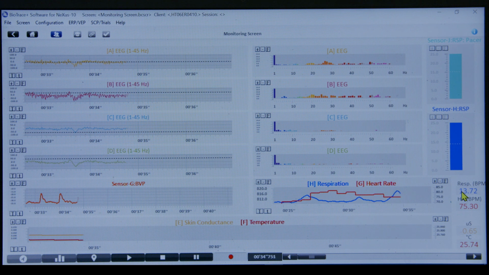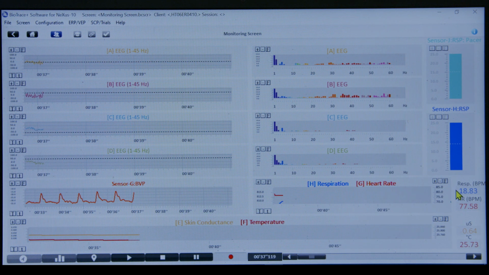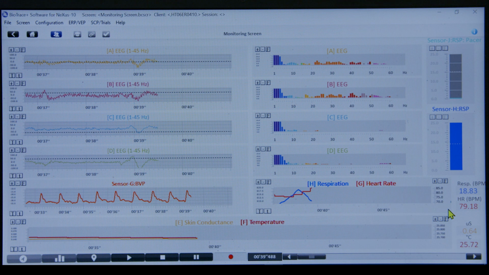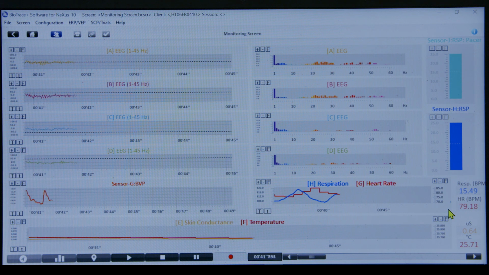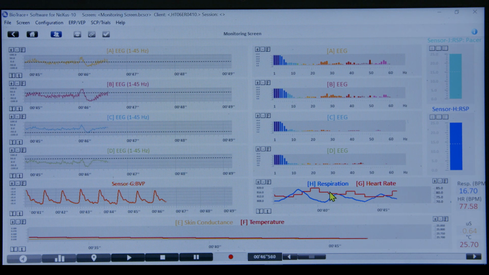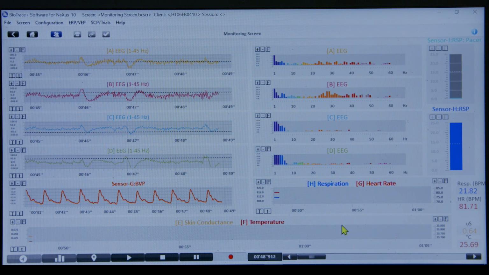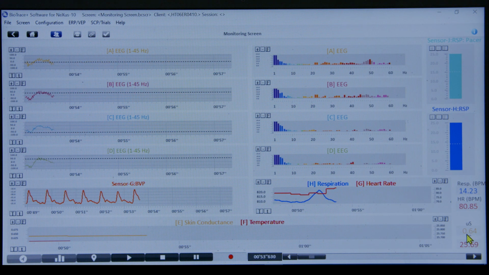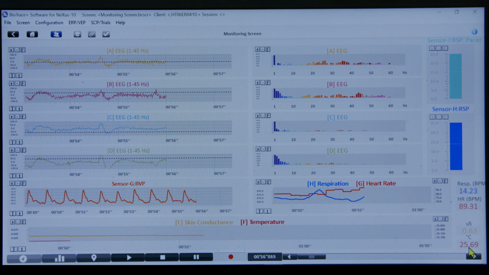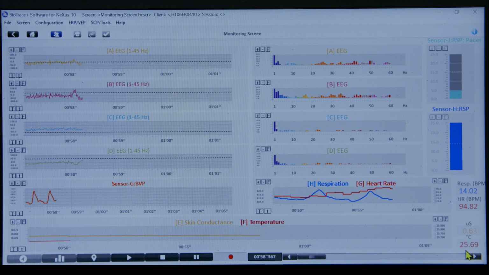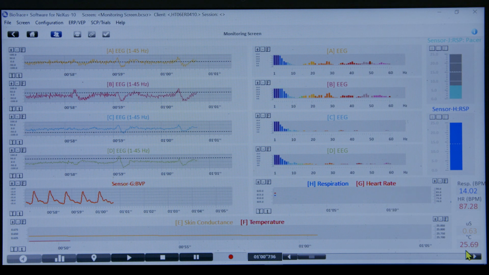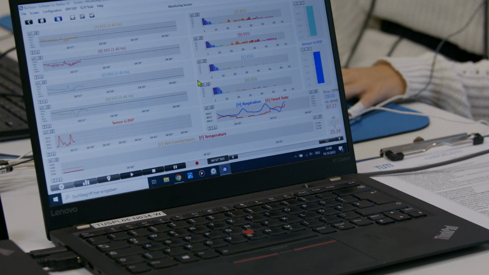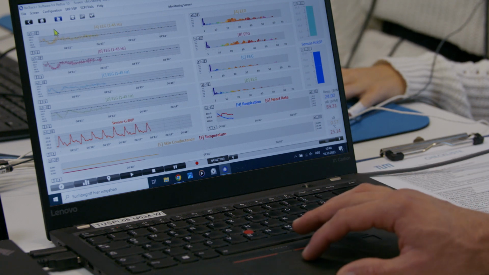We have a respiration rate of about 18 right now, and the heart rate around 70 to 90, which is also displayed here as a graph. And down at the bottom we can see the skin conductance and temperature, which is at 0.64 microsiemens and 25.69 degrees Celsius. Before we begin the baseline measurement or resting measurement, I will select the screen.